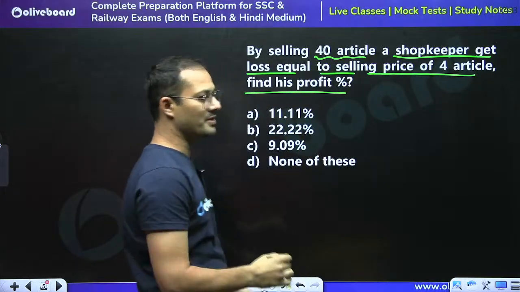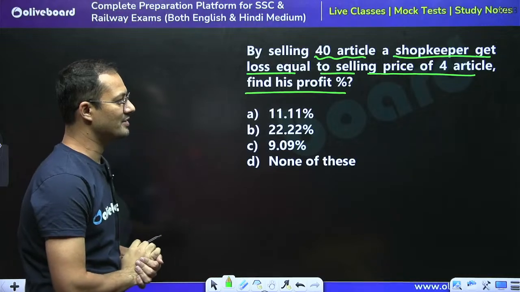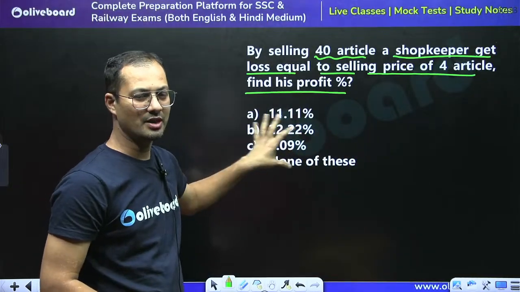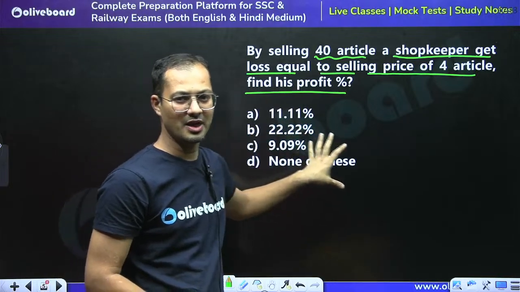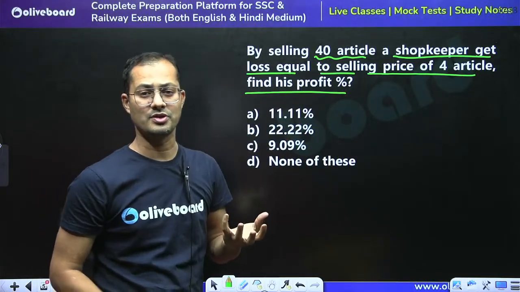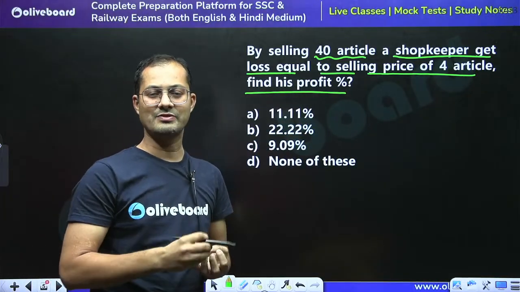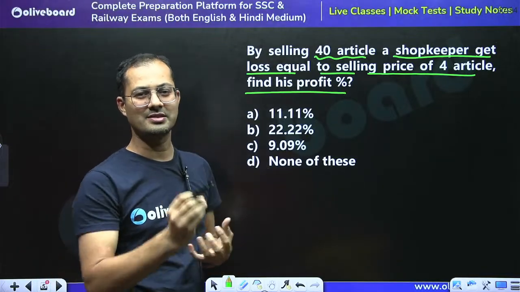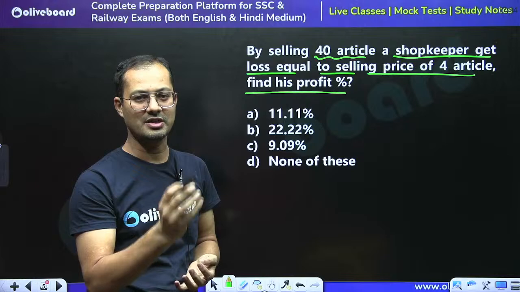Find his profit percent. See, this is a previous year question. We can do this question in two ways: one is the conceptual approach and another is the exam approach. So this is the high time, that's why I'm going to tell you only the exam approach. I'm not going to discuss the basic concept or concept-wise.